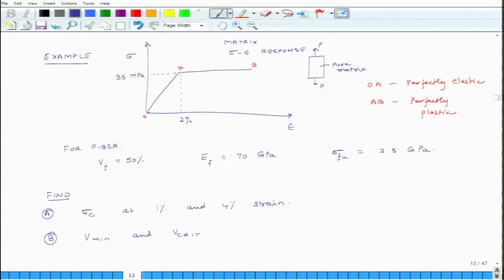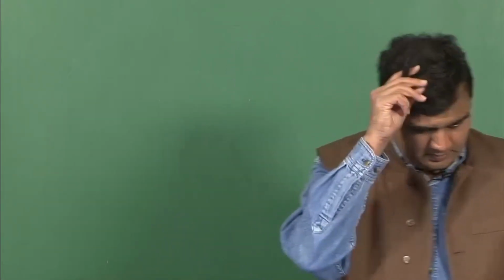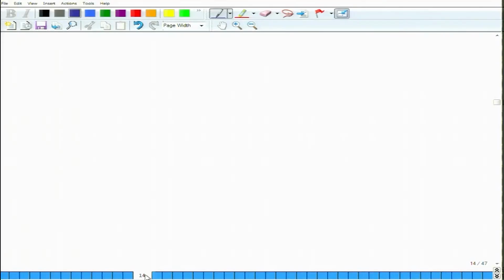So, we have the properties of fiber, we have properties of matrix, we have the volume fraction of fiber, and with this data we have to compute the stress in the composite when I pull it by 1%, and the stress in the composite when I pull it further, so that the strain in the composite is 4%. We also have to find V min and V crit. Okay, so let us find this.